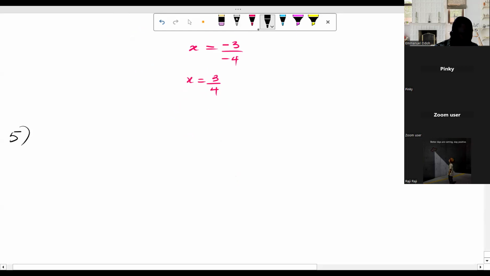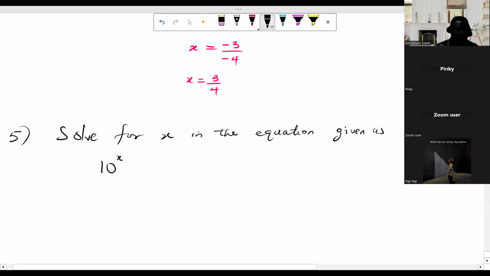We're stepping higher. So this one will be tougher, so I want everybody's attention. We solve for x in the equation 10 to the power of x times 5 to the power of 2x minus 2 times 4 to the power of x minus 1 is equal to 1.